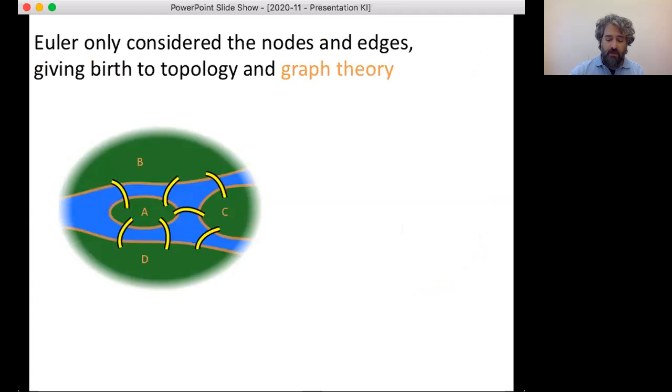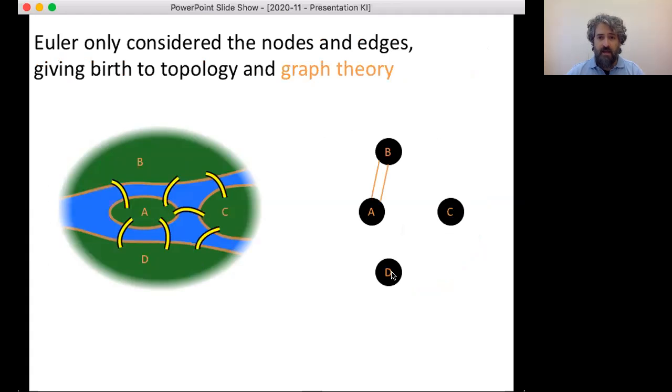In fact, we can go one step further and simplify even more, making it a graph theory problem where we have only 4 nodes, A, B, C, D, and connections between them. So 2 connections between A and B, 1 connection between A and C, 2 connections between A and D, 1 connection between B and C, and 1 connection between C and D.